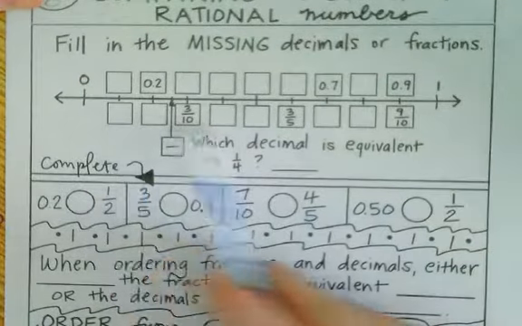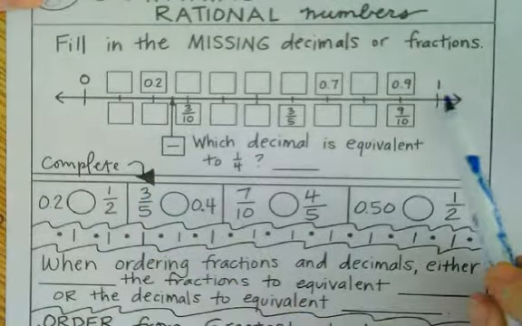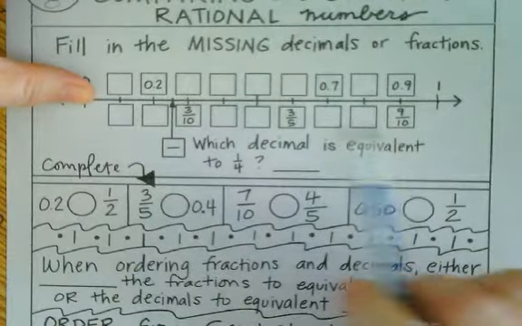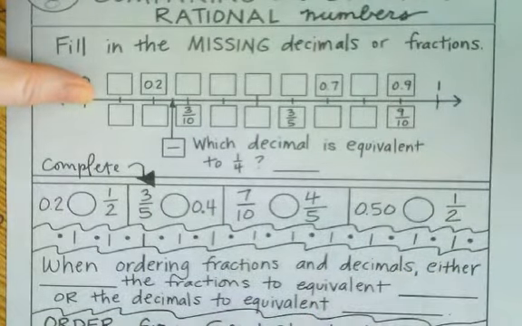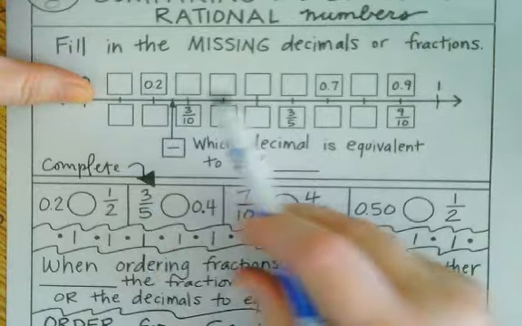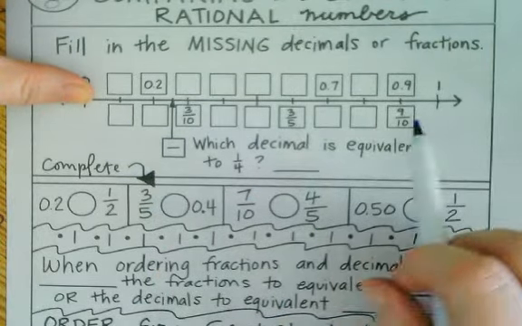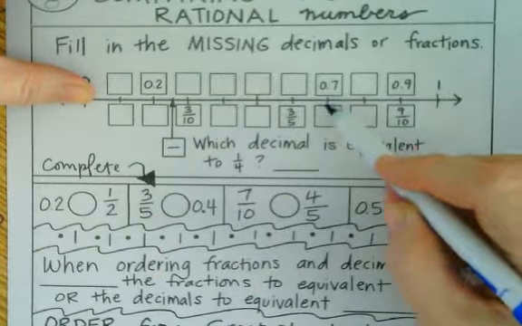Looking at this number line, we've got a 0 and a 1. So all of our numbers are bigger than 0 but smaller than 1. That would be fractions and decimals every time. Now they've got decimals on the top, fractions on the bottom, and this shows us that they're equivalent.